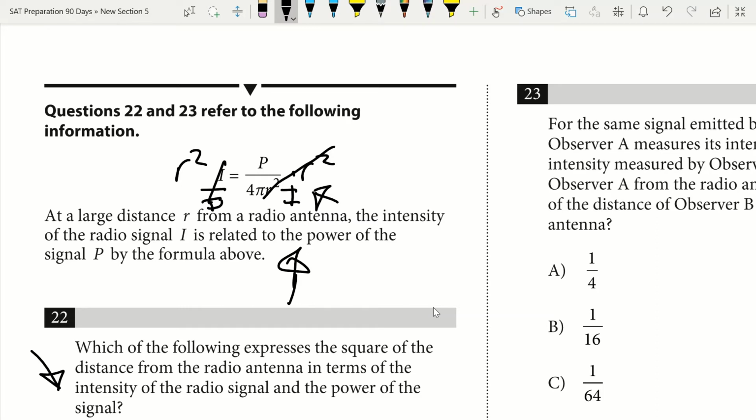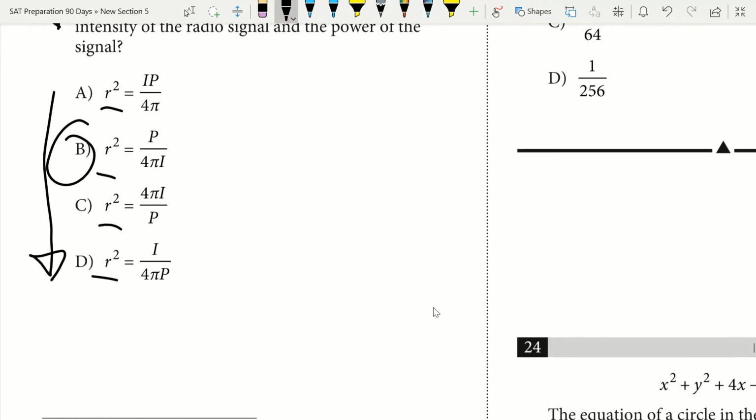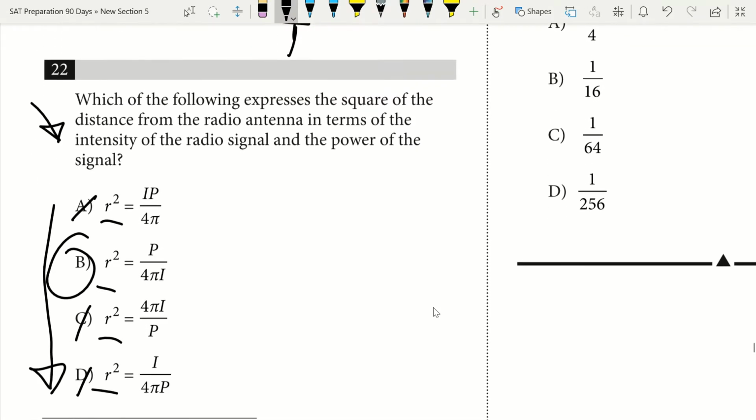And I see then r squared is going to equal that P over 4 pi times I. So now I just go find my answer there. And I see that that's going to be answer choice B. All right, so that's question 22. The answer there is going to have to be B. So let me just quickly find this. We've got 22, the answer is going to be B.